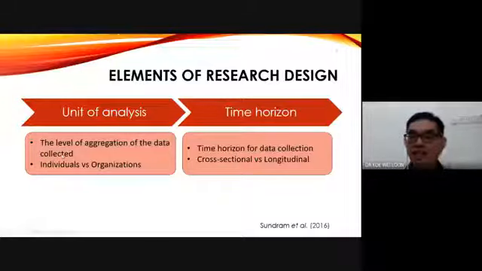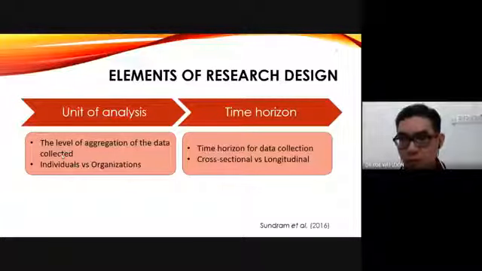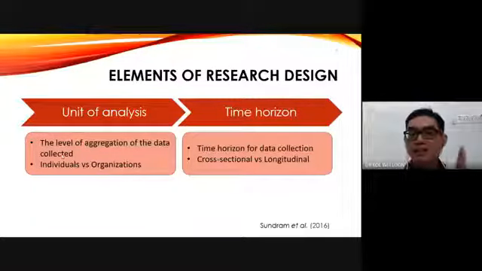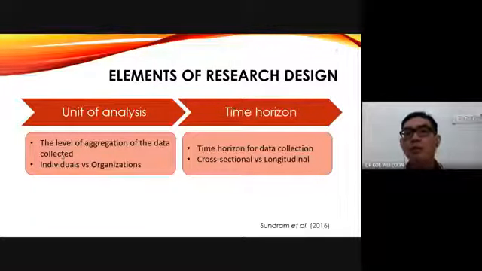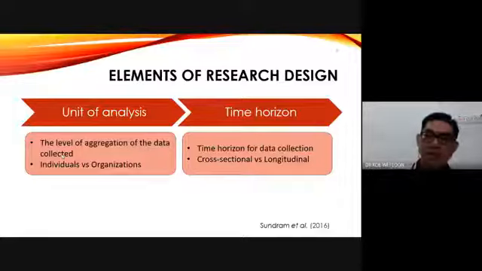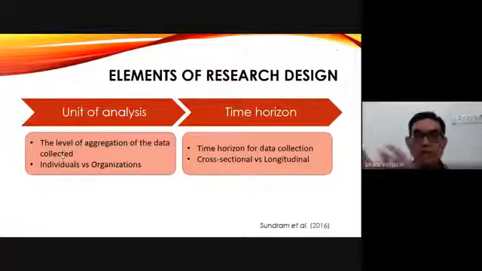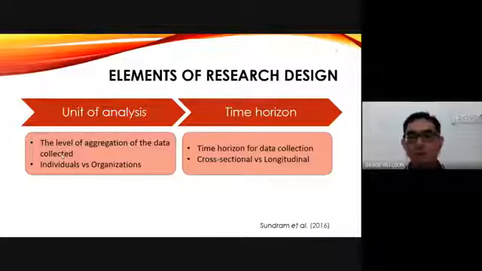Why? Because he collects the data from individual students. That means he distributes his questionnaire to individual students. So students answer the questionnaire individually. He collects the data from the students individually. So in his case, his unit of analysis is individual.